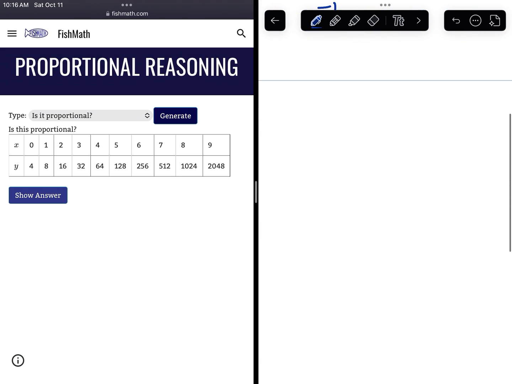Let's look at this one. Much bigger table here. So again, we don't see (0, 0), so we know it's not going to be. Let's show it a different way though. So 0 is 4, 1 is 8, 2 is 16. From 1 to 2, that's doubling. 8 to 16, oh look, that is doubling. That looks like that might work.